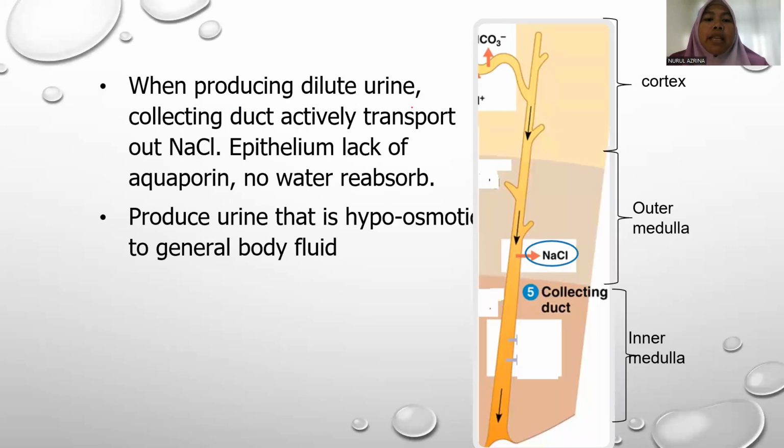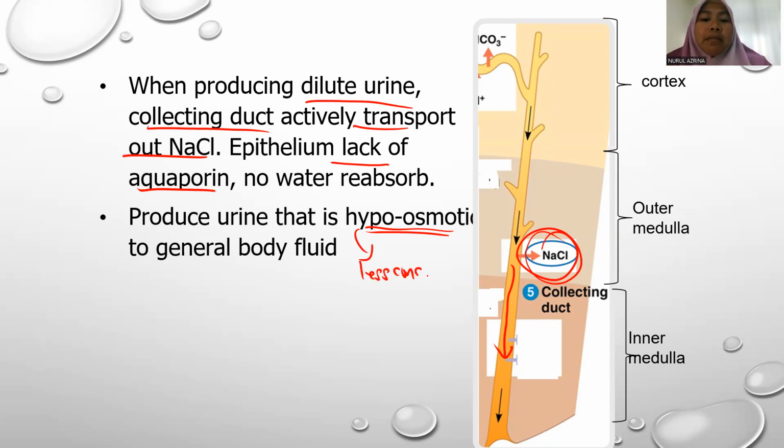Okay, but when producing dilute urine, contoh kita tak puasa, kita minum air, banyak sangat air kita minum, right? So what happened? When producing dilute urine, the collecting duct will actively transport out NaCl, you can see, and the epithelium will lack aquaporin. So aquaporin will not be functioning, right, or not activated. Thus, the urine that is produced will be hypoosmotic, ataupun kita panggil less concentrated, or easier word, dilute. Diluted urine. So urine produced will be hypoosmotic to the general body fluids. Okay, right. So that is the regulation that you can see when our body is conserving water, or the kidney is conserving water, or when we drink a lot of water.